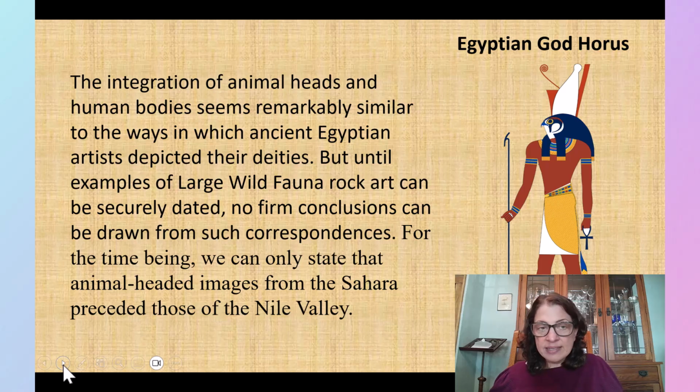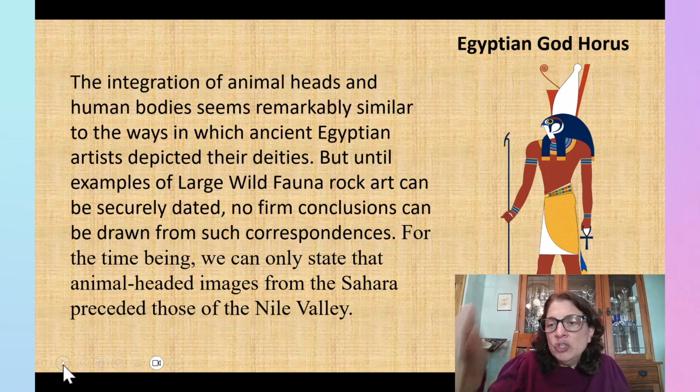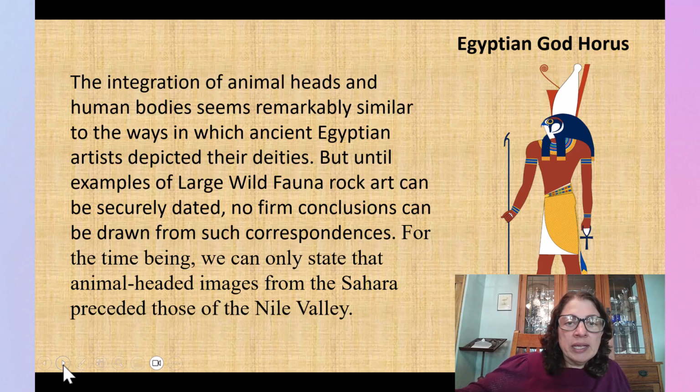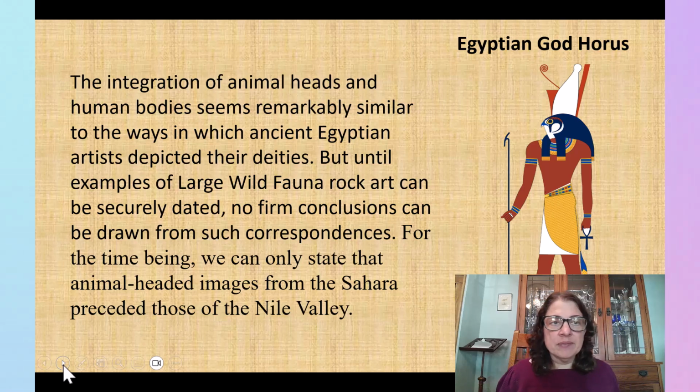So here's an example of the god Horus, which is one of the most well-known of the ancient Egyptian gods. And so here you can definitely tell human body, and then it has the falcon head. So when we look at the Egyptian art, we'll see Horus many, many times. All right, so this is the first part of this little video series for this PowerPoint.